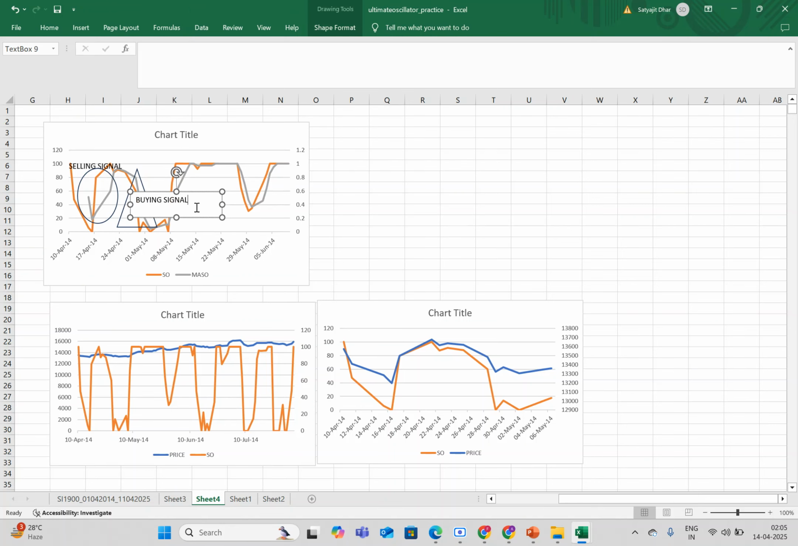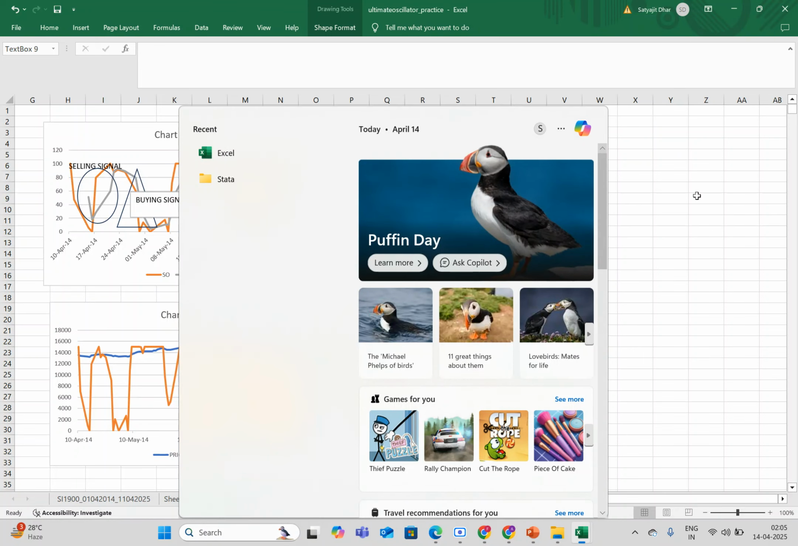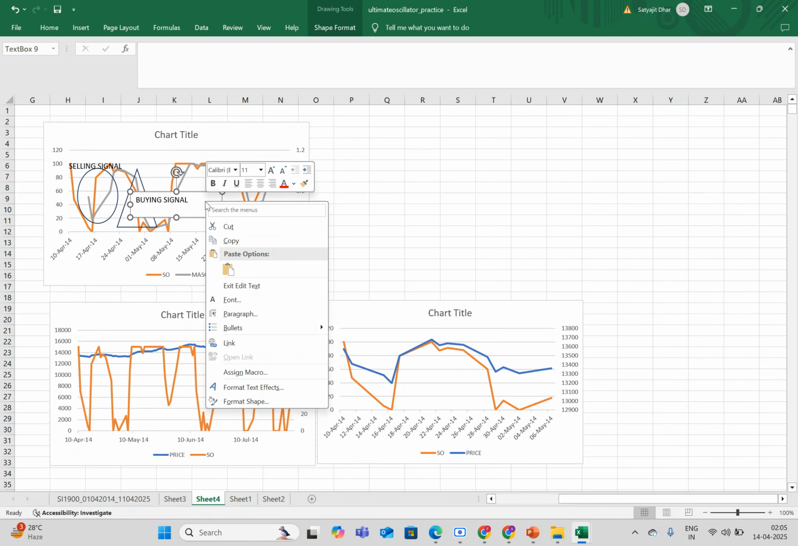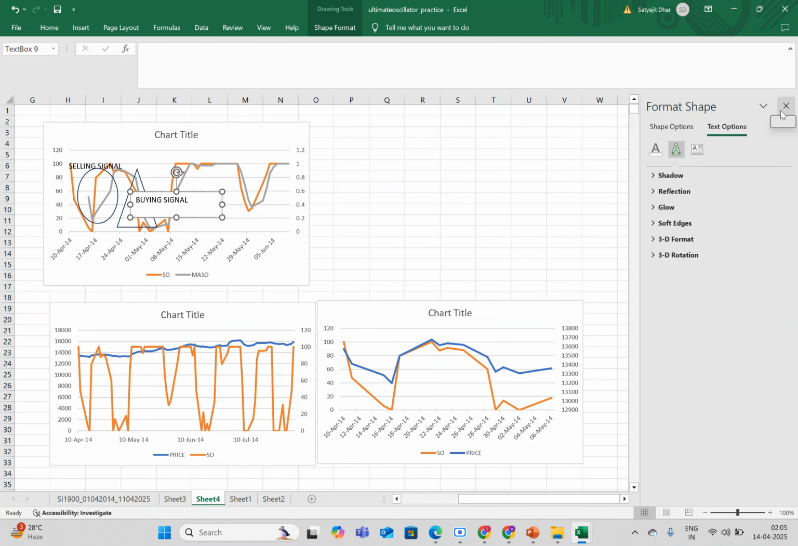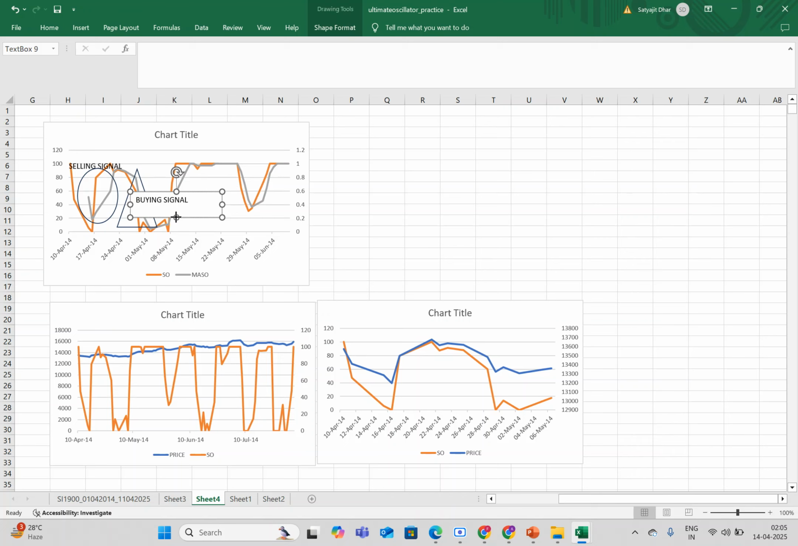So this triangular part is your buying signal, because in this place, as you can see, the orange line is below the gray line. So SO is falling, or SO will fall soon. It is a buying signal, because as we learned before, if SO hits 0% or near the bottom, then the trading strategy is to buy.